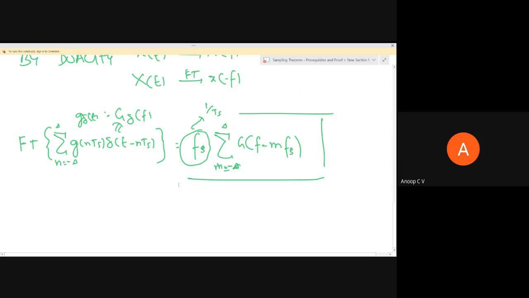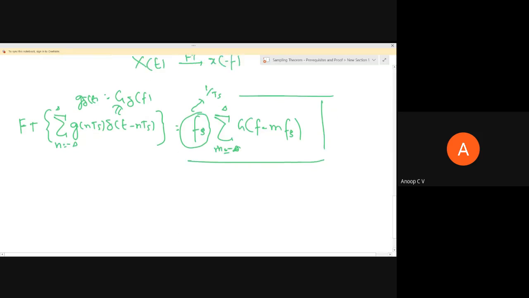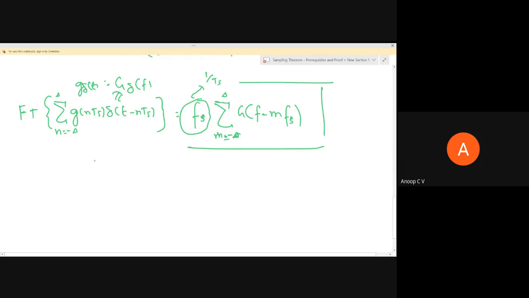So maybe we can try and visualize how it will look. We know g of f is a band limited signal, spanning from minus w to w. So this is g of f. g of f minus fs will be the shifted right by an amount fs. G of f plus fs will be this shifted left by an amount fs. If it is g of f plus mfs, it will be shifted left by an amount mfs.